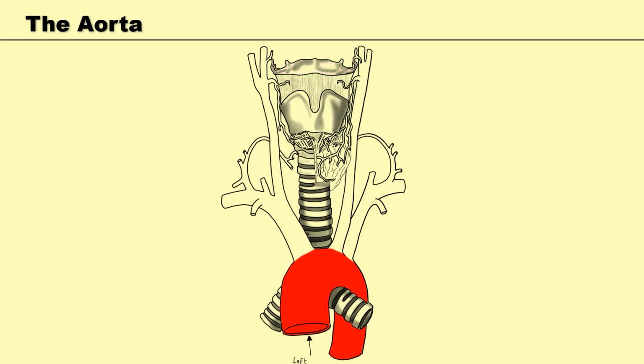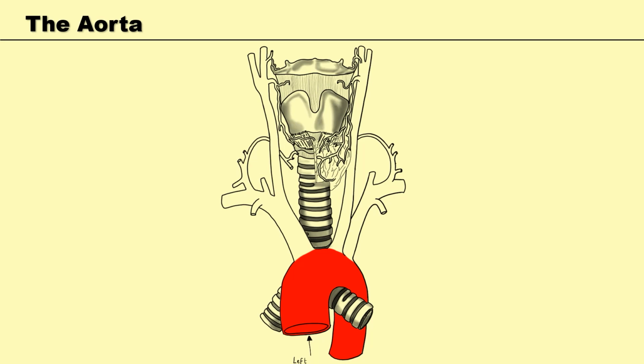The first and very important vessel is the one coming directly from the left ventricle of the heart. This is the aorta. There are three parts of the thoracic aorta. We have the ascending aorta, the arch of the aorta, and the descending aorta. But the one we are interested in today is the arch of the aorta. This large vessel carries oxygenated blood from the heart to the body.